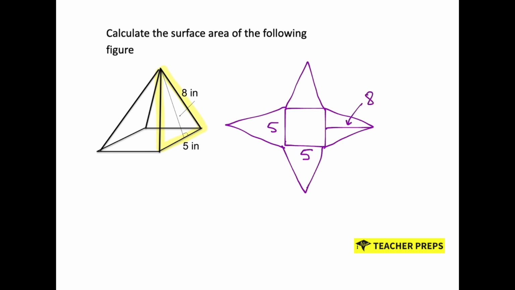So now that we have our net, we can find the area of each of the shapes. First, let's start with the square. That'd be 5 times 5, which is 25. Then we have each of the triangles. You find the area of a triangle by taking 1/2 times the base times the height. In this case, we have 1/2 times 5 times 8. 5 times 8 is 40, and half of that is 20. So the area of each of my triangles is 20.